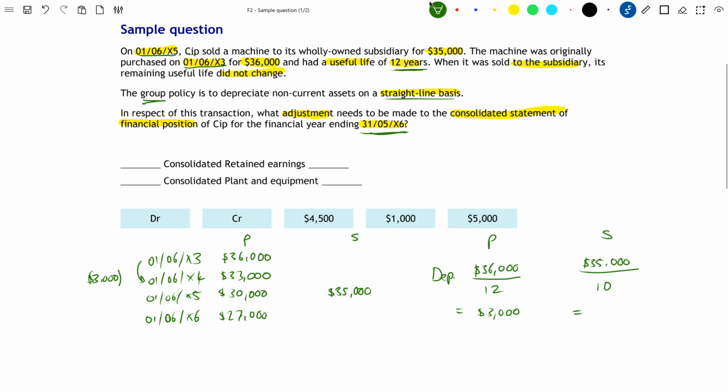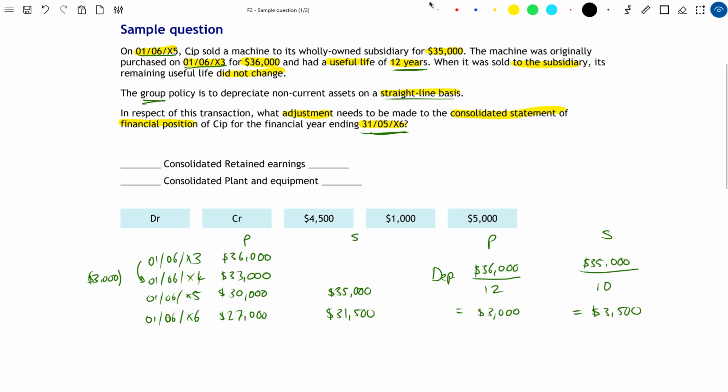That's going to be an annual depreciation charge of $3,500. So again, we're going to deduct $3,500 from this here to find out the carrying value of the asset in S's books at this date. And that's going to be $35,000 less $3,500. It's going to give us $31,500. So here's the problem now.